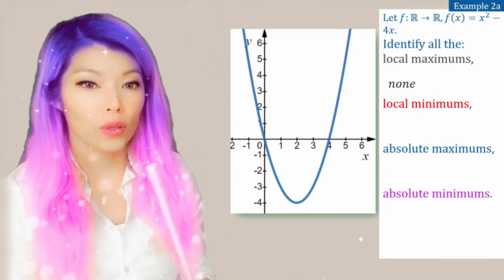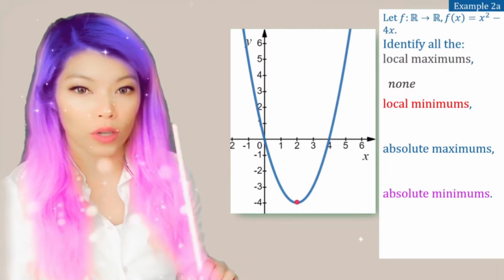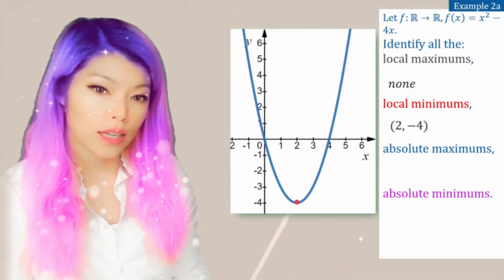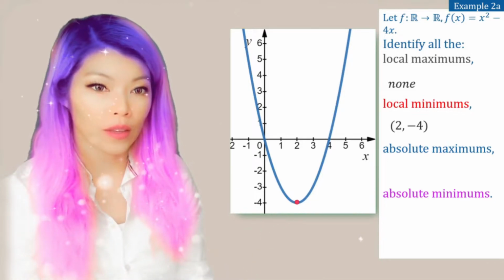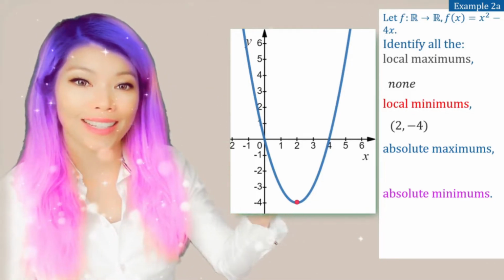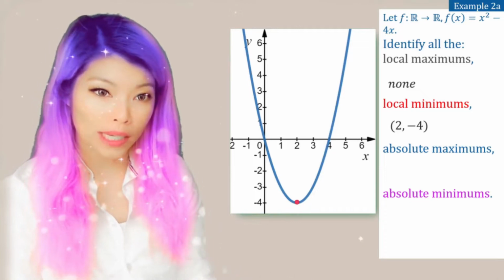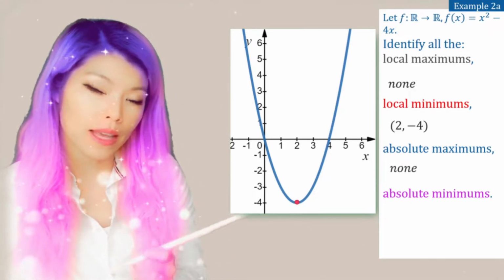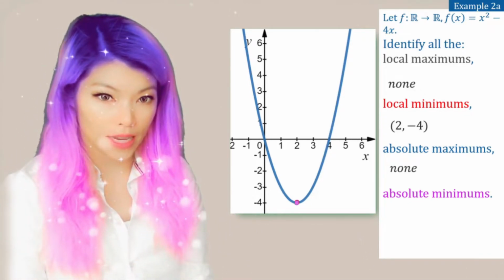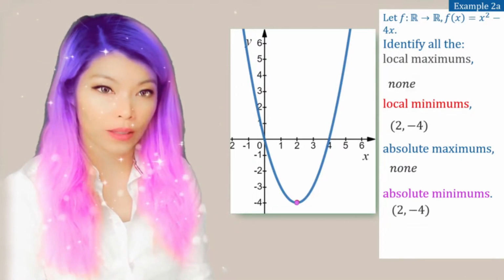Now in this case, we obviously don't see a local maximum or a maximum turning point, but we do see a local minimum at (2, -4). And the absolute maximum doesn't exist because this graph keeps on going. But the absolute minimum does exist. The lowest point is at (2, -4).